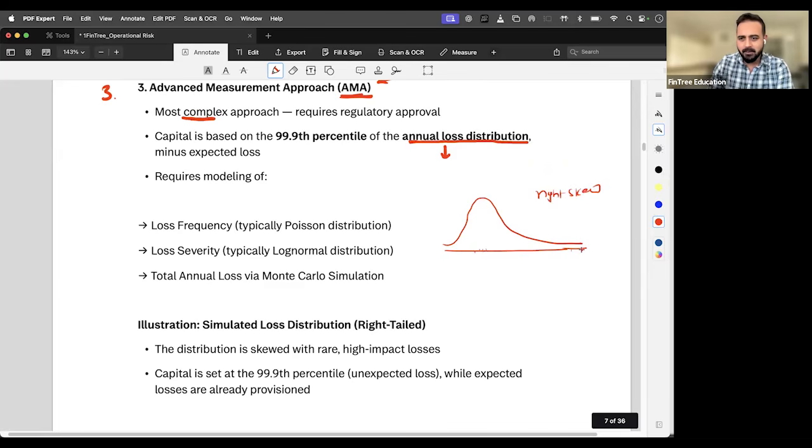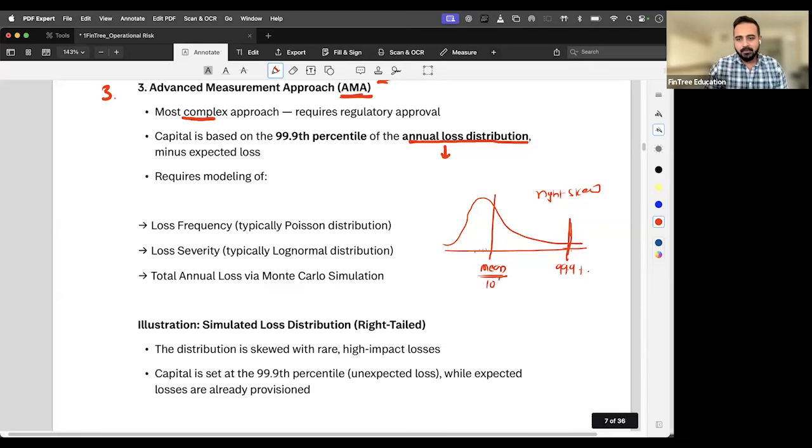There would be some extreme amount of losses. Then what you do is you calculate the mean of the distribution. So let's assume the mean of the distribution is here. Then you calculate the loss on 99.9th percentile, right? So you go really, really deep in the tail, you figure out loss.